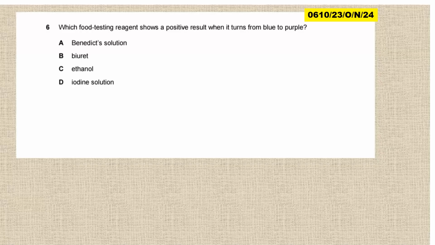Let us look at this one. This is paper 2, variant 3, October, November 2024. Which food testing reagent shows a positive result when it turns from blue to purple? Look at how clever the questions are asked. So here is biuret. You know that you are testing for proteins.